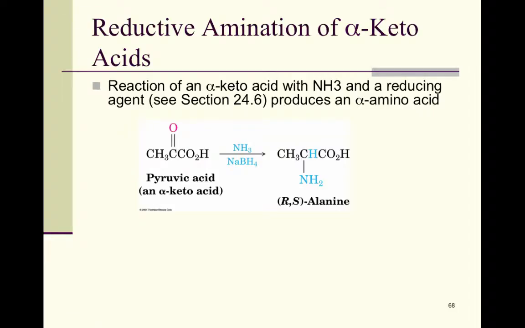Reduction of an alpha keto acid. Here we have an alpha keto acid. We have our carboxylic acid here. At the alpha position, we have a ketone. This set of reducing agents is going to reduce our carbonyl group here at the alpha position, and we form another amino acid.